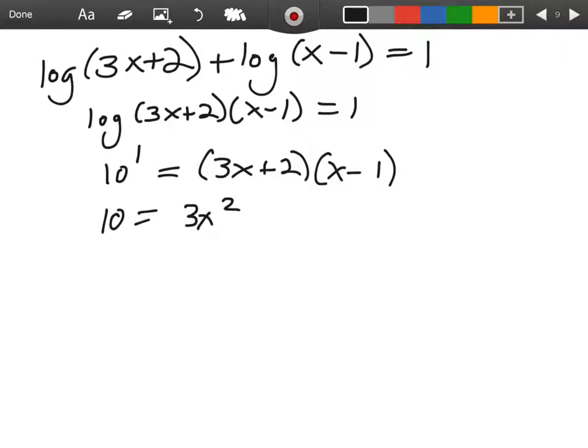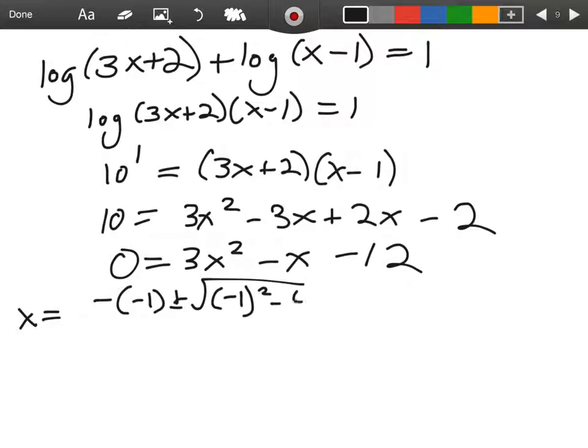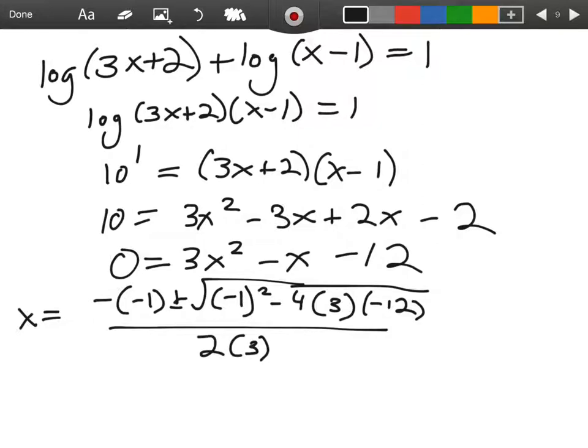3x squared minus 3x plus 2x minus 2, which gives us 3x squared. In the middle there I have negative x, and I'm going to go ahead and bring the 10 over, so we get negative 12. Using the quadratic formula, we get this, which gives us plus or minus the square root of 145 over 6.